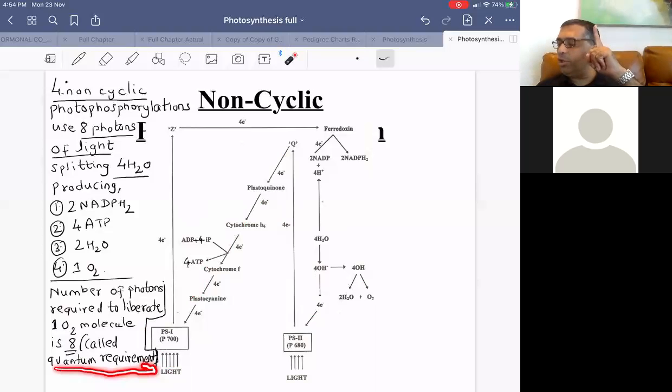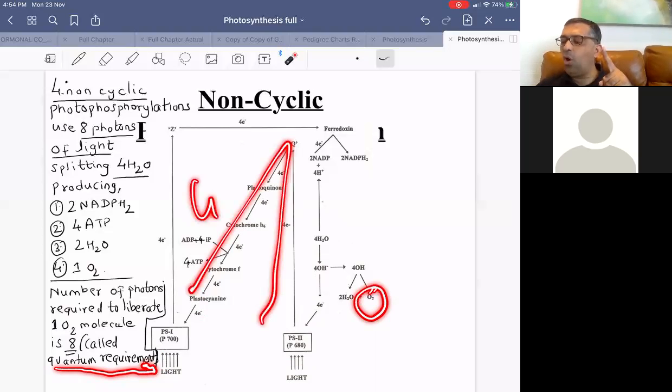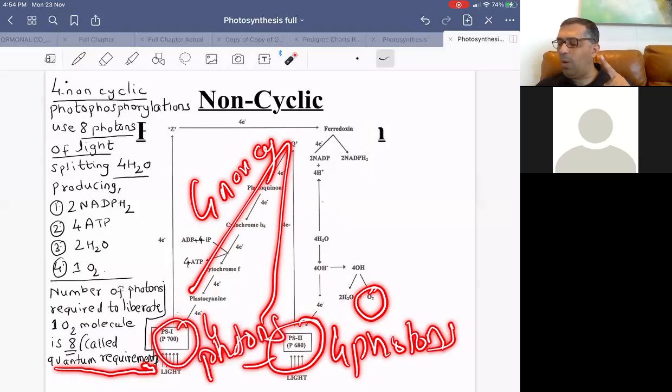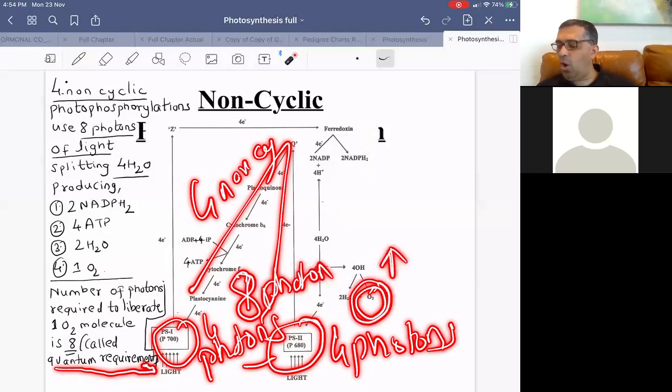So to liberate one oxygen molecule, how many non-cyclic processes took place? 4 non-cyclic. And how many photons were required? 4 for PS2, 4 for PS1. A total of 8 photons were required for liberating 1 oxygen molecule, and that is called the quantum requirement.